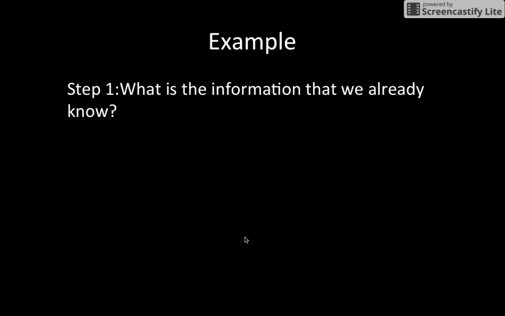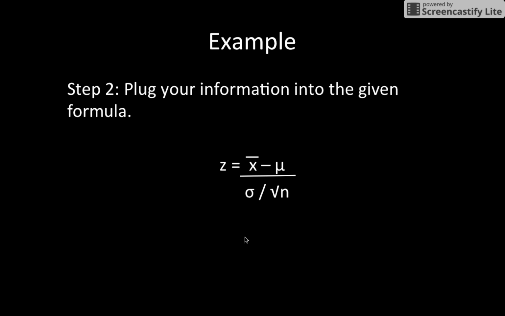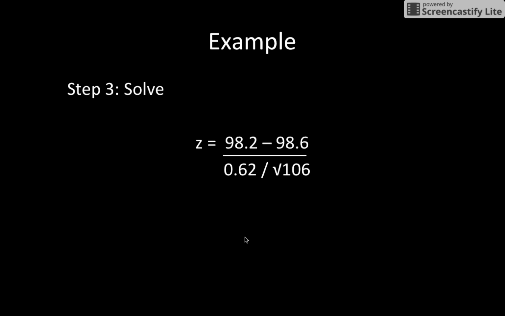So now you want to look at the information that you already know. So you have your formula. You know that x bar is 98.2, mu is 98.6, your sigma is 0.62, and your n is 106. And you're going to want to plug your information into the given formula. So next you want to solve. When you do this on your calculator, you get that z equals negative 6.64.